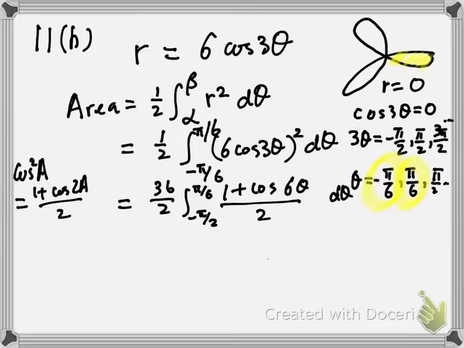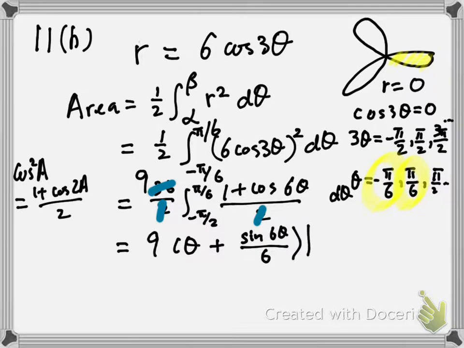I'm able to cancel, for example, 2 with that. So 36 dividing by 4 is a 9. Integrating 1, I get theta. Integrating cosine 6 theta, I get sine 6 theta over 6. So finding the antiderivative, all I need to do is substitute negative pi over 6 to pi over 6.